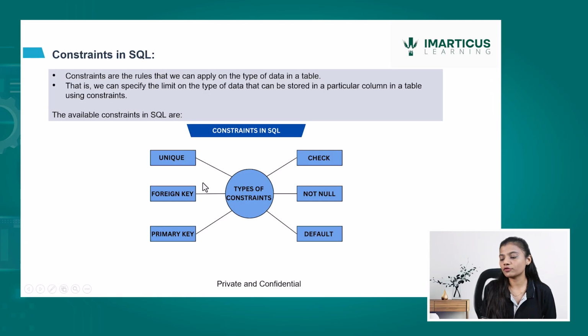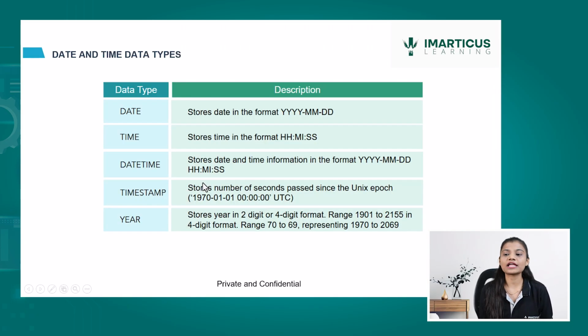Now the next type of data which we have is nothing but date and time. Now what is the meaning of date and time over here? Imagine that I want to store when the entry was being made, whenever the task was being done. At that particular time, I want to store that data. So what I could do is I could add something called as date and time.